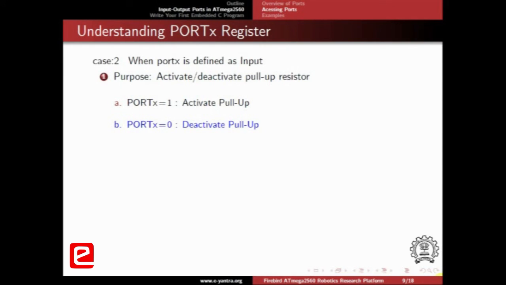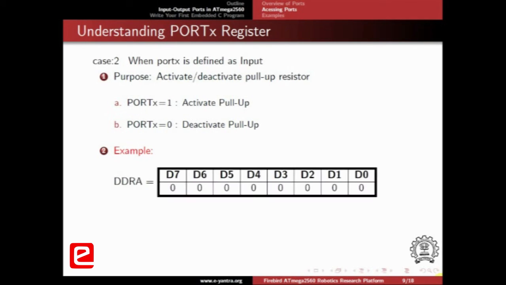Let us consider an example now. In this, we make port A as input port using DDRA is equals to 0x00. Then to activate the pull-up, we assign PORTA is equals to 0xFF. So the pull-up resistor is activated for all the pins of port A.